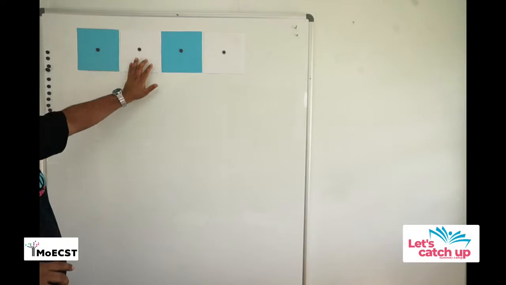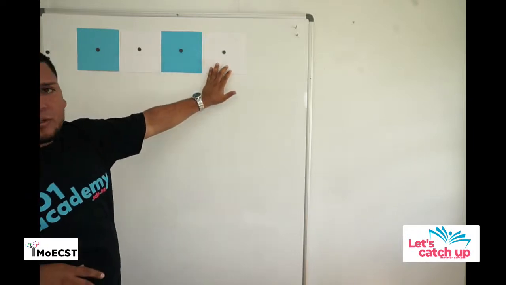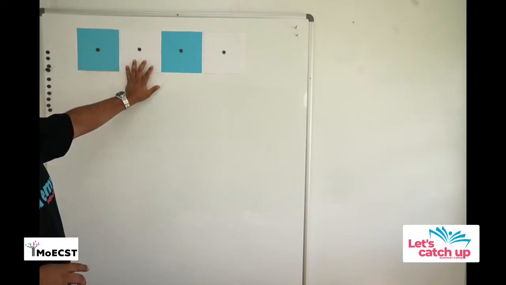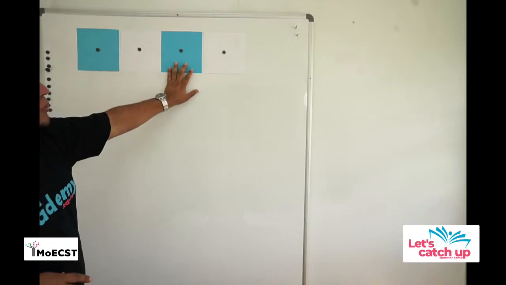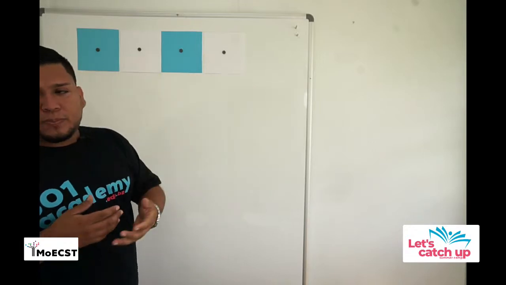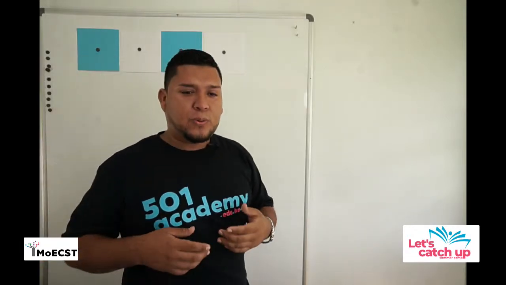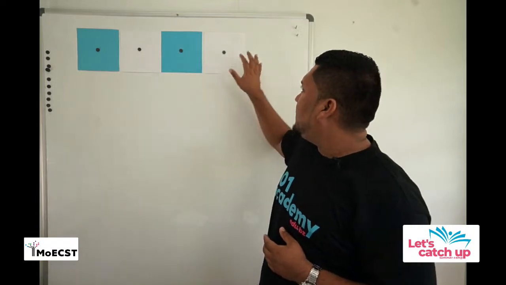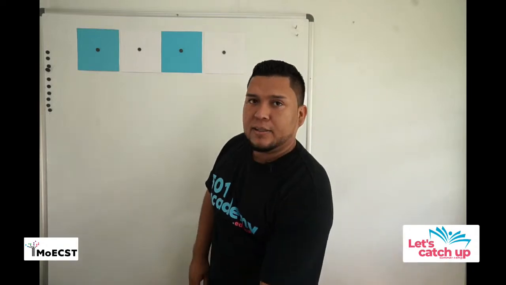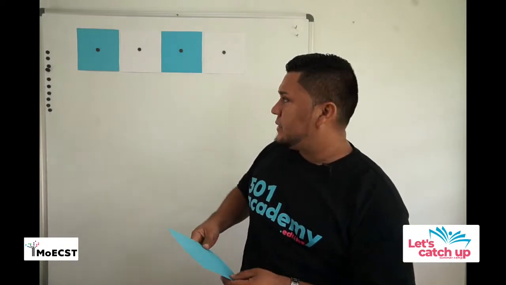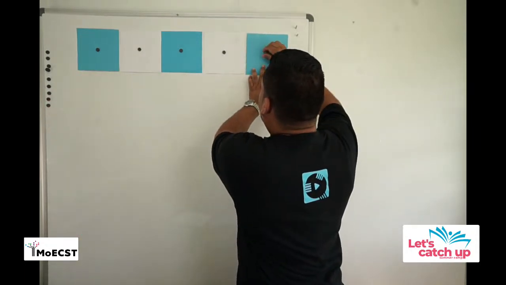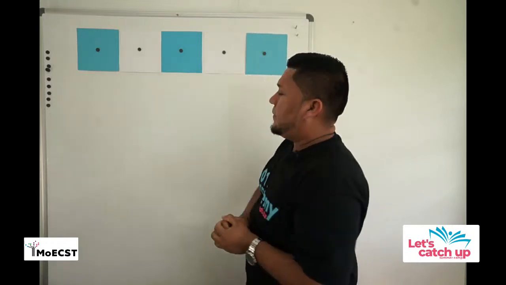If you notice, I have set up my square tiles in such a way that I have a blue tile followed by a white tile. Then I have a blue tile, and then I have a white tile. If you look at this pattern, it's very easy to predict what the next tile would be. What do you think the next tile should be? Excellent. The next tile has to be a blue tile so that we complete the pattern.